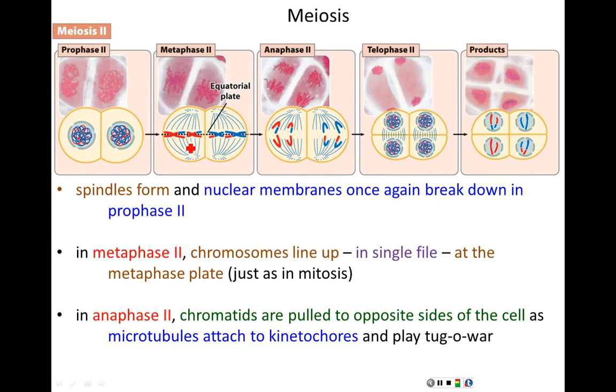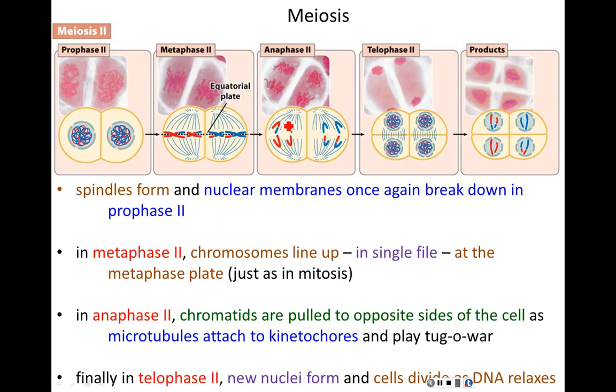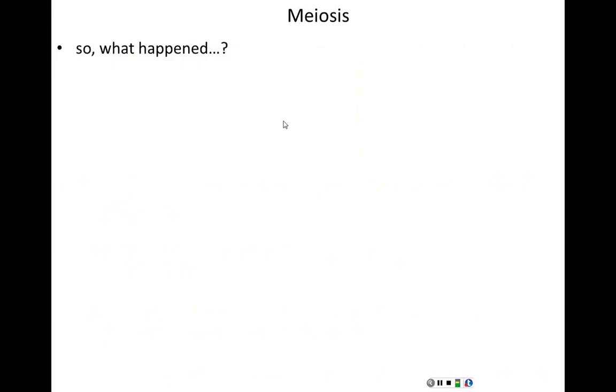Do you see how many chromosomes are in this cell? 1, 2, 3, 4. Can you anticipate how many chromosomes are going to be in each of the daughter cells? 1, 2, 3, 4. This is not a reductive division. Because sister chromatids are separating, the chromosome number stays the same. Finally, in telophase 2, 2 new nuclei form. The cells divide as the DNA relaxes, and we have our end result of meiosis.